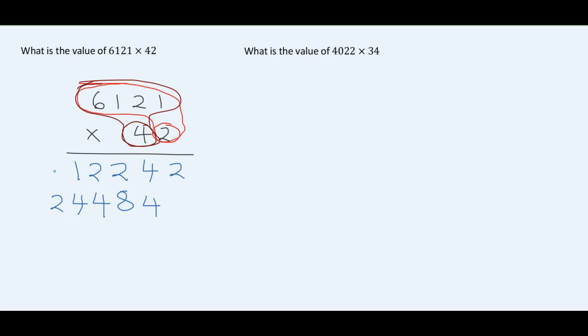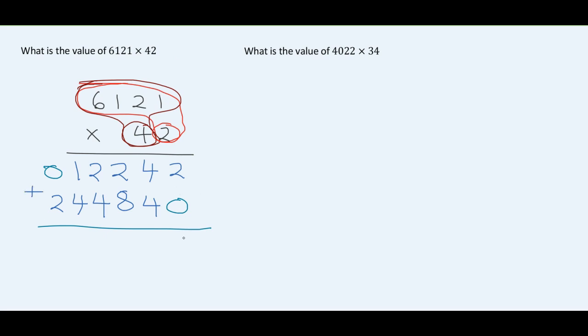Next step, replace all the missing gaps with zeros. So we make sure that we have the same number of digits in the top row and the bottom row of the answers. So we have 1, 2, 3, 4, 5, 6. 1, 2, 3, 4, 5, 6. So we have the same number of digits in each row. Now we can add the numbers together.